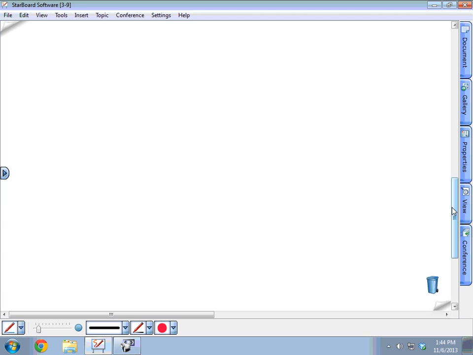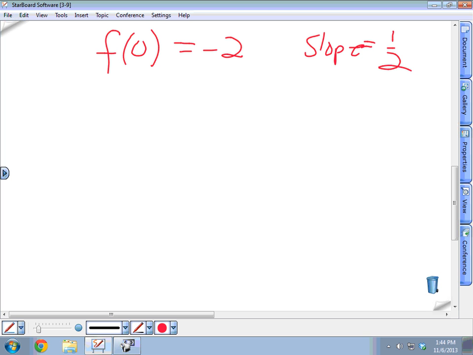All right, we'll do number 5. f of 0 equals negative 2. Slope equals 1/2. Okay. So what do you think we would do on this? Anybody? Anyone have an idea?